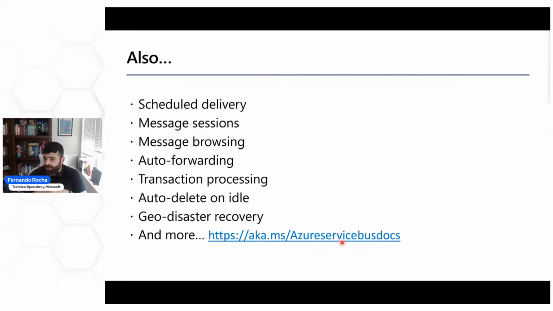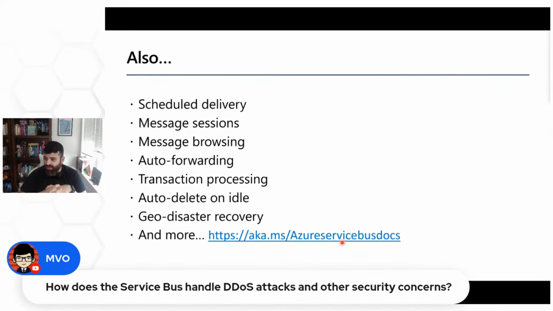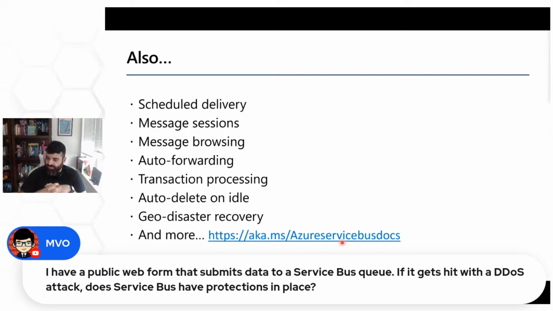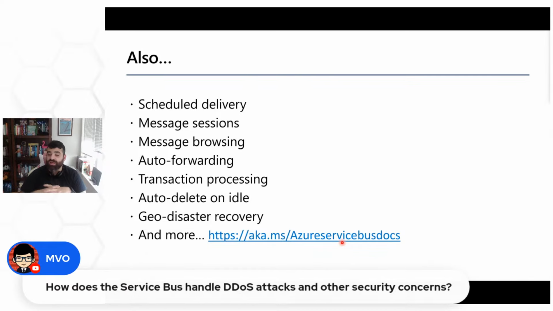I have a question here from MVO. How does the Service Bus handle DDoS attacks and other security concerns? I have a public web form that submits data to a Service Bus queue. If it gets hit with a DDoS attack, does the Service Bus have protections in place? Well, it has protection in place in a way that integrates with different services. That's one of them, right? We're going to talk about that in the next slide, actually, after this slide.